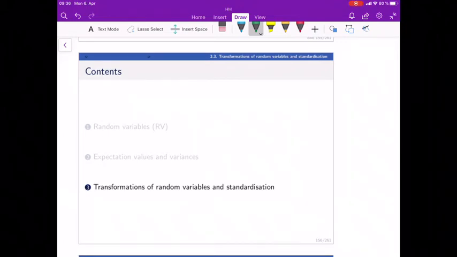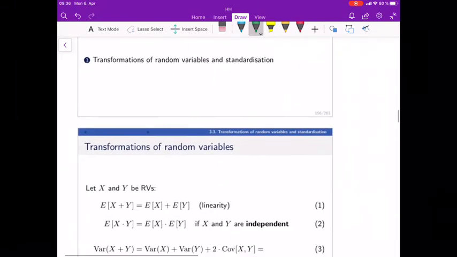Hello, welcome back to our third lecture. Now we're gonna transform random variables and standardize them.